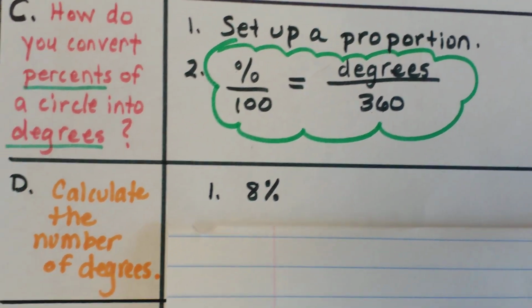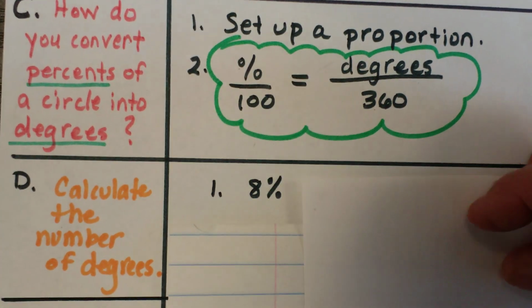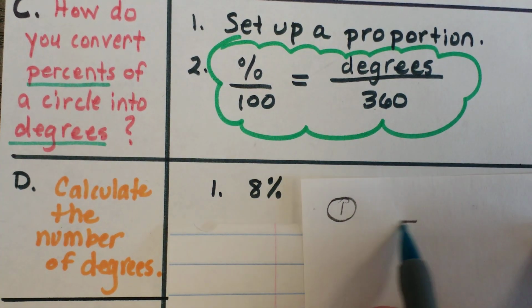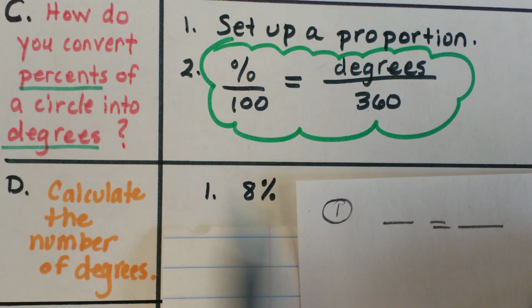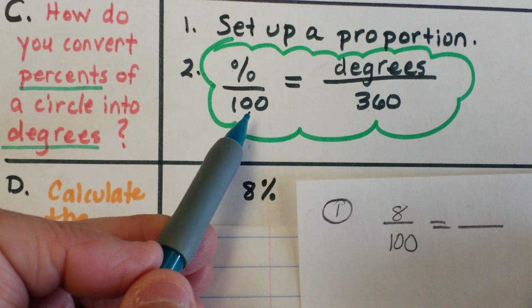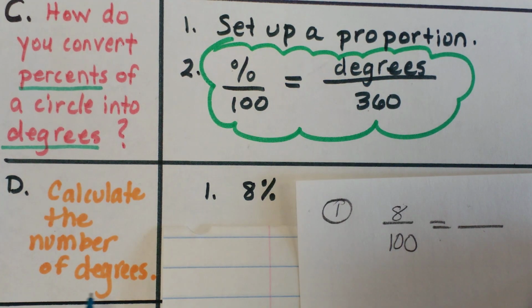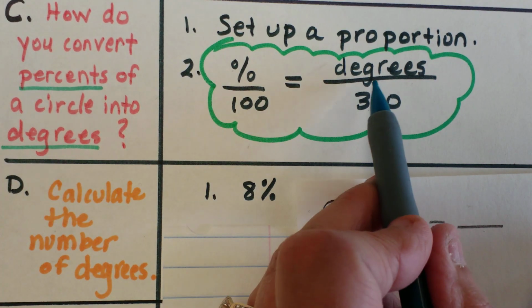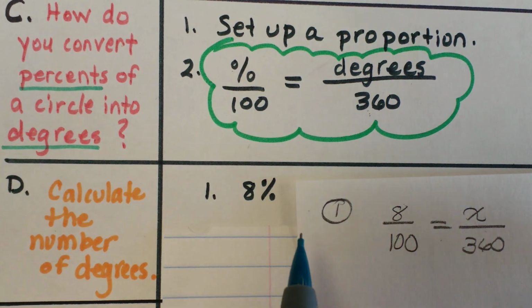And the first one that we've got is just 8%. So if I wanted to calculate the degrees for that, for my number 1, I'm going to use that formula right here. I'm going to put my percentage, which is 8. So 8% over 100, right? Percent over 100 equals, do we actually know the amount of degrees or are we trying to find the amount of degrees? We don't know the amount of degrees, so that's our X. And then over 360. And it's always going to be over 360 because there's 360 degrees in a circle.